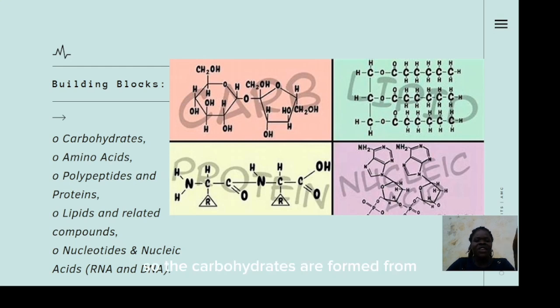So the carbohydrates are formed from monosaccharides. Like you can see some of the structures, they are monosaccharides. This is a disaccharide that we have drawn there. And then amino acids are the ones which form proteins. You can see two amino acids binding there. They form dipeptides. And that is how proteins are formed, when many of the amino acids bind up.